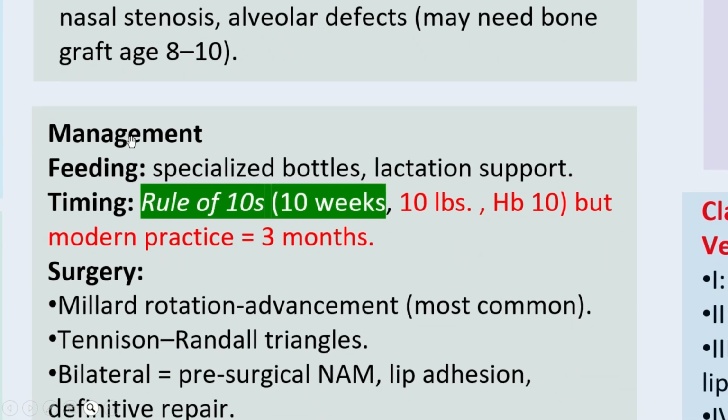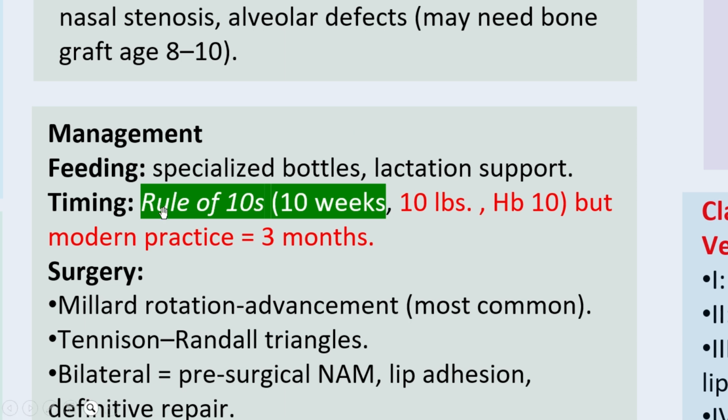And for feeding, sometimes you use the lactation specialized bottles, as well as lactation support. And sometimes we may have to have the mother express and put the milk on a spoon to feed the child and things like that. And even when they are feeding, it's important that they feed in an upright position so that it's easier for them that way.